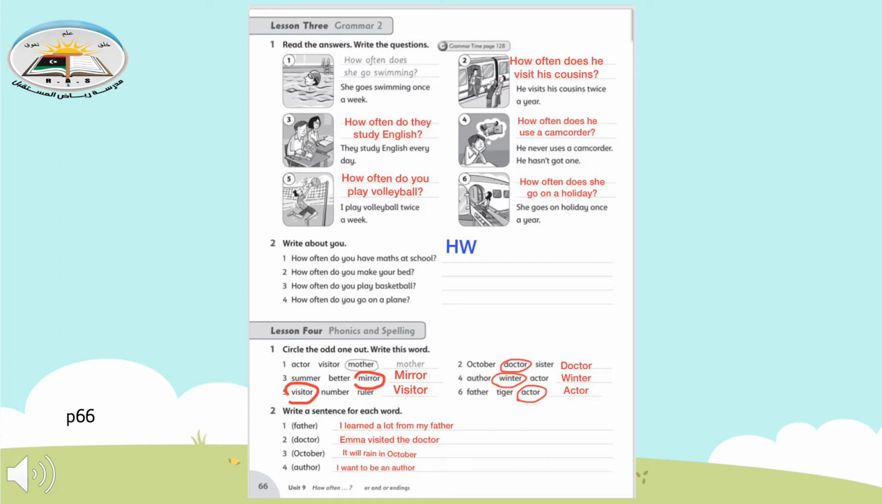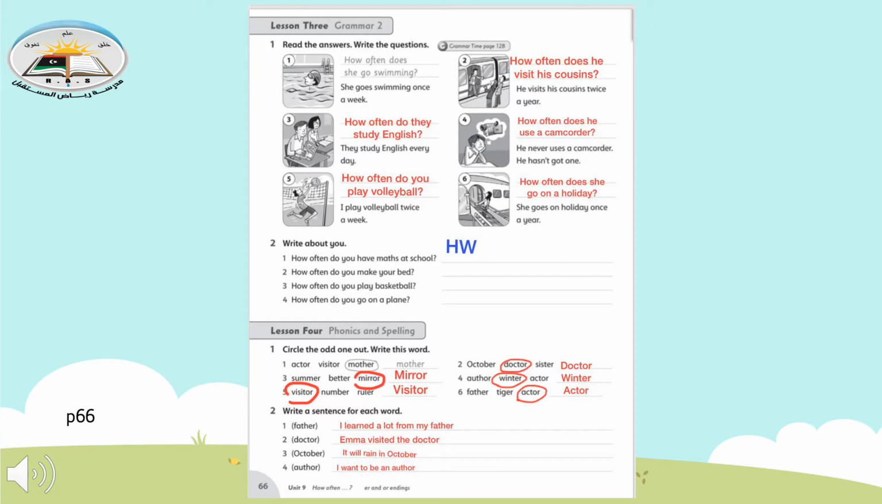And then we have number 5, we have visitor, number, ruler. The answer should be visitor because it ends with OR. And then we have number 6, we have father, tiger, actor. The answer should be actor because it ends with OR.